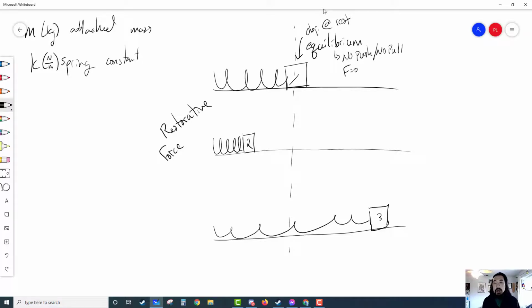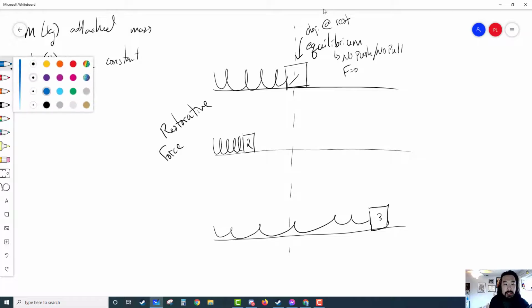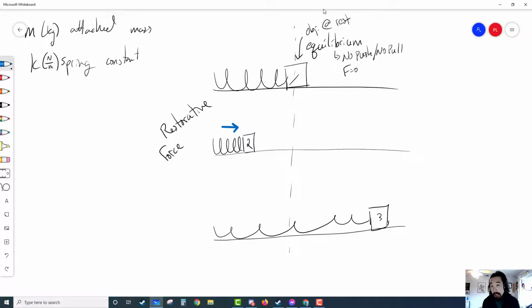Your F is 0. So when the object is crunching into the spring, so when it goes from 1 to 2, the spring is pushing on this object, on object 2. And so I'll do this in a different color. So what the spring is doing, it's pushing against the block. So the restorative force in this scenario will be to the right because it wants to push it back towards equilibrium. And that's the main idea here. The restorative force wants to push it back towards equilibrium.